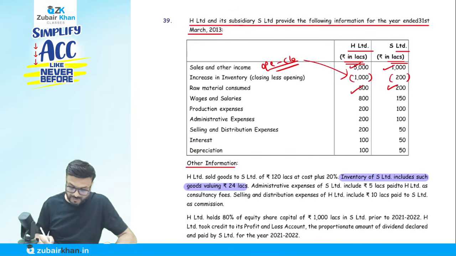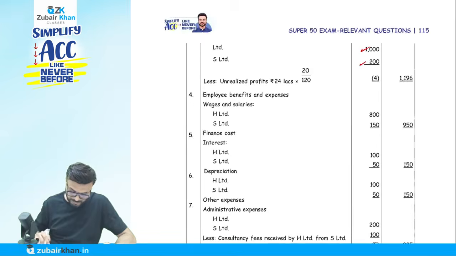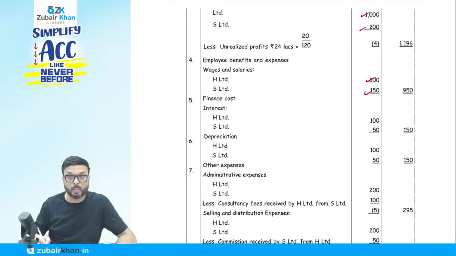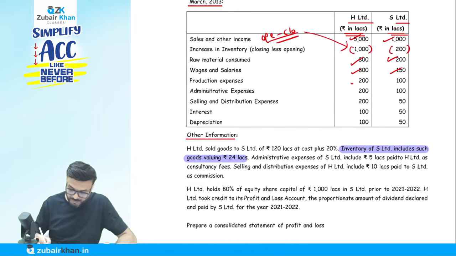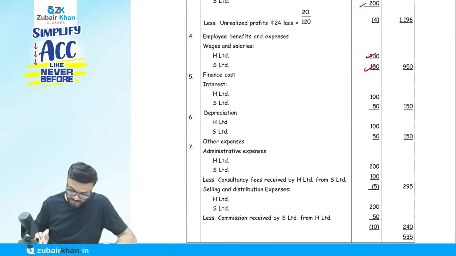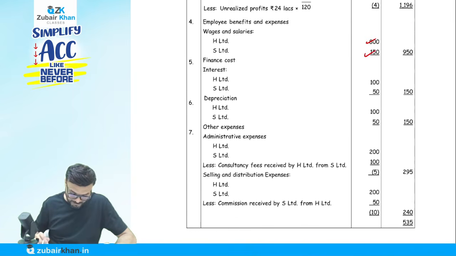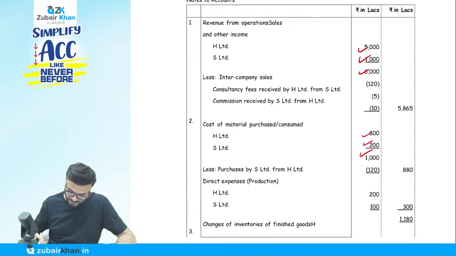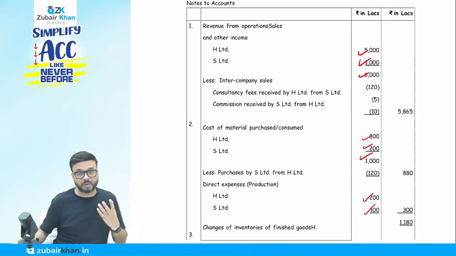Then we have wages and salary 800 and 150, employee benefit expenses, it will come here as 800 and 150. Then we have production expense 200 and 100. The production expenses which is coming here, you see that here, that will come here. The production expense amount is 201. The production is related to the raw material consumed.